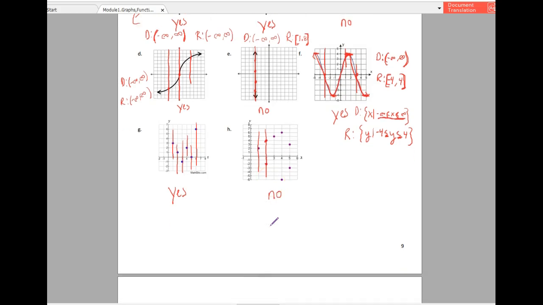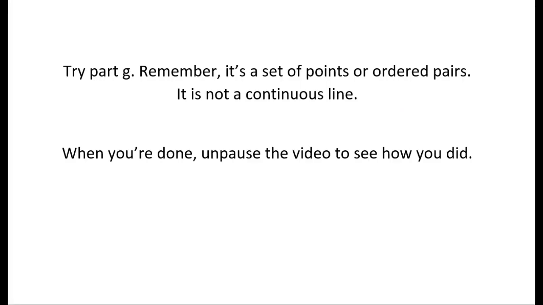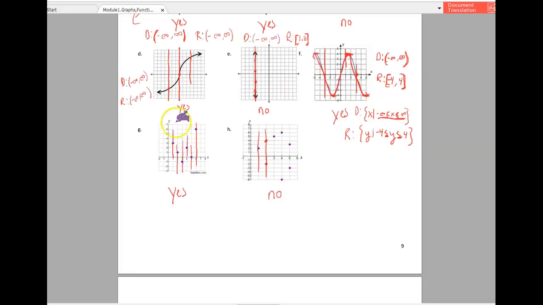Alright, what if I had a set of just points? So here, I would have to pick up my pencil to get from point to point. It's not a continuous line that I can just draw. Well, here I'm going to use that set again, where I just list.